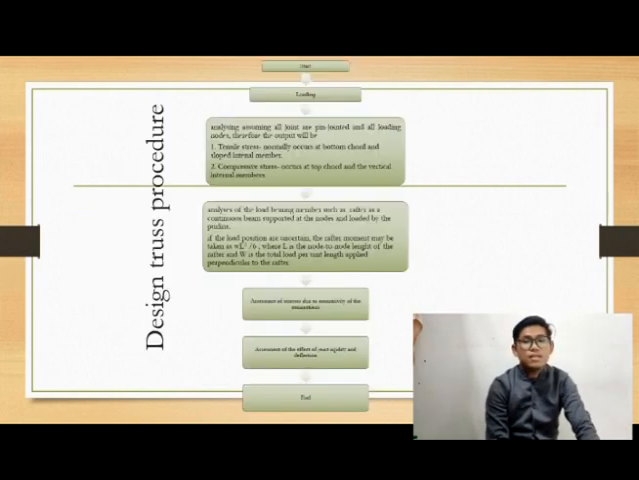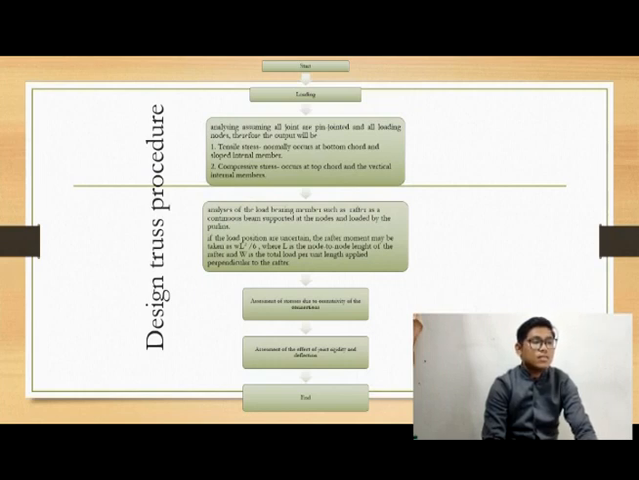This is the design truss procedure. First is start. Next is loading. After we get the loading, we analyze, assuming all joints are pin jointed and all loading at nodes. Therefore, the output will be first, tensile stress normally occurs at the bottom chord and slope internal member. Second, compressive stress occurs at the top chord and the vertical internal member.